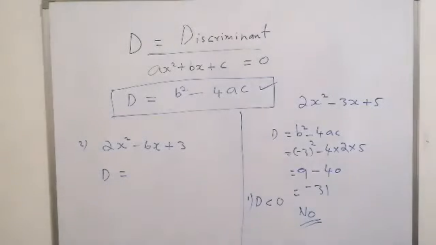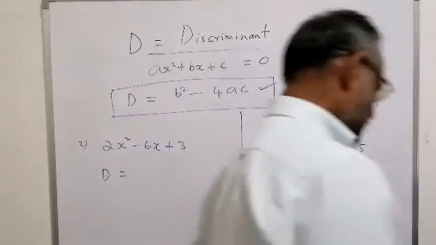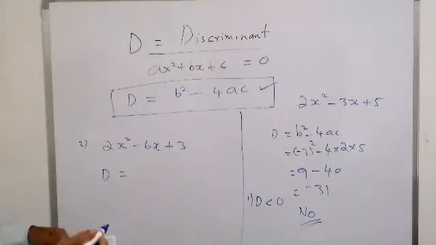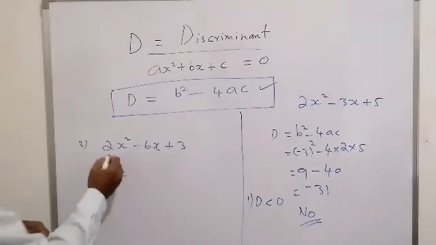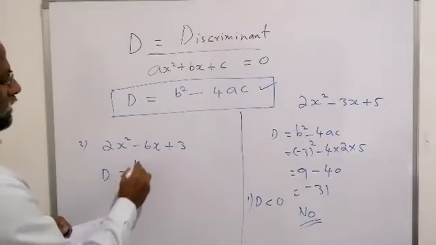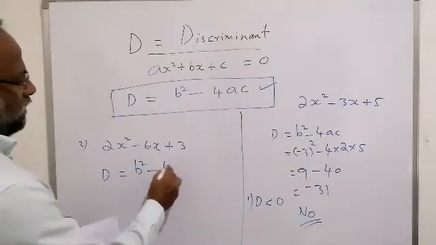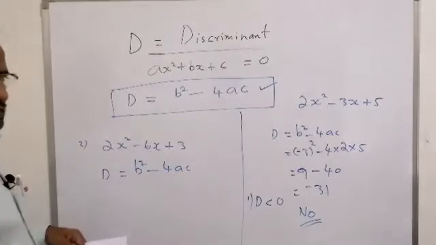D, you are telling me, is 12. That means D is positive. If it is positive, there are two different roots. B square minus 4ac greater than 0. Listen here. D is equal to B square minus 4ac.